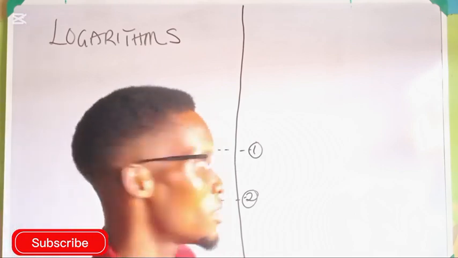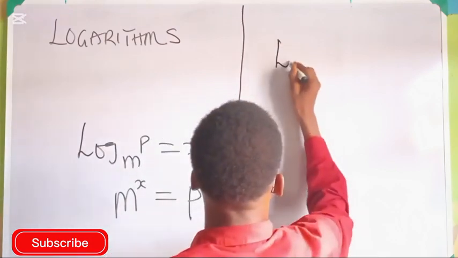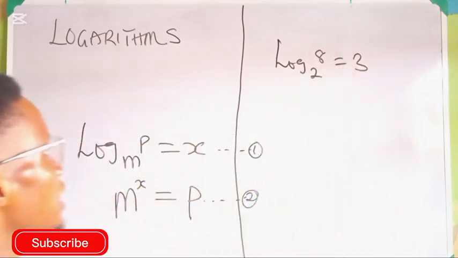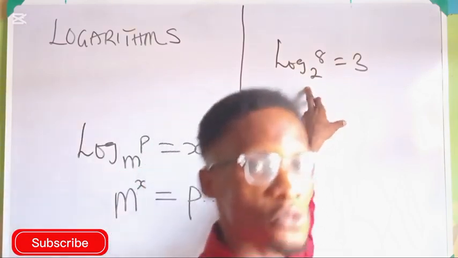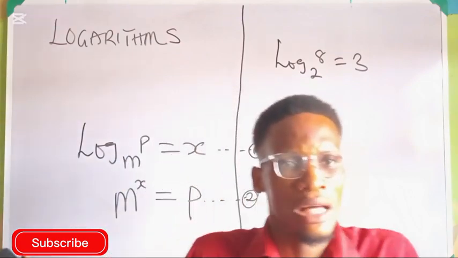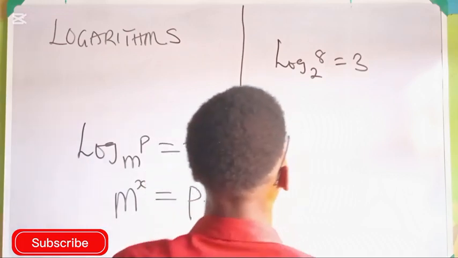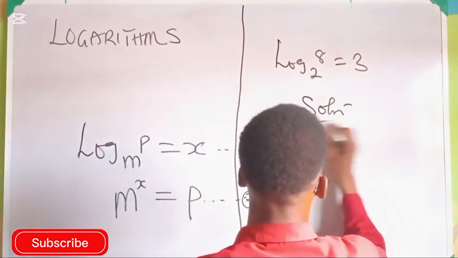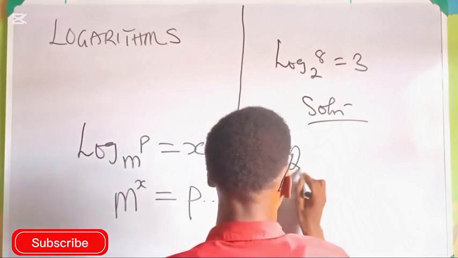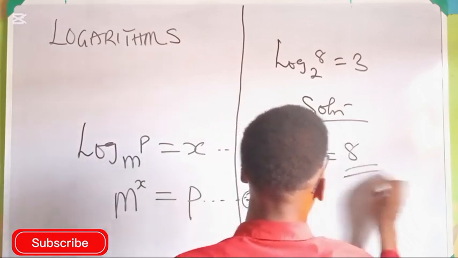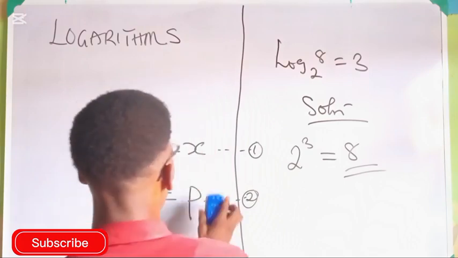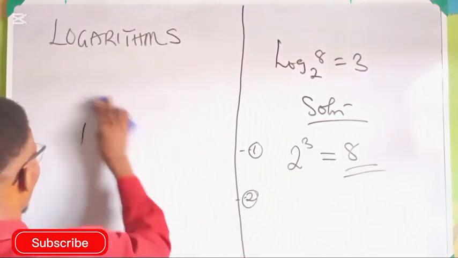Okay, let's take an instance. Let's say we have log of 8 to base 2 is equal to 3. So this is in its logarithm form, and if you are asked to solve this simple logarithm, you change it to index form, and that's what they are expecting you to do. The solution to this will give you 3 here will go, then 8 will go this side, and it now becomes 2 raised to 3 is equal to 8. And that's the answer to this. Do you understand?